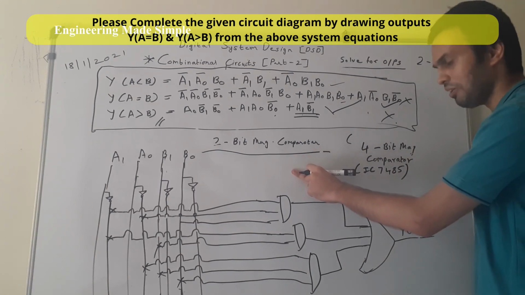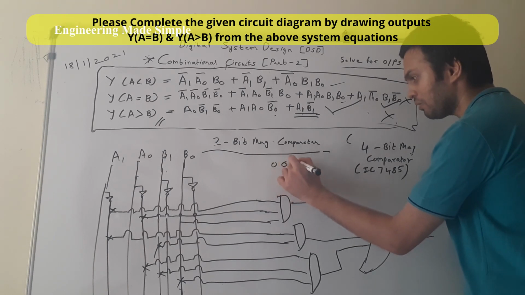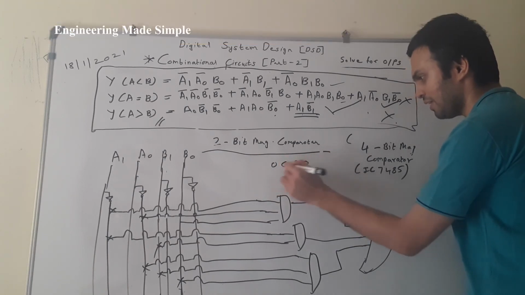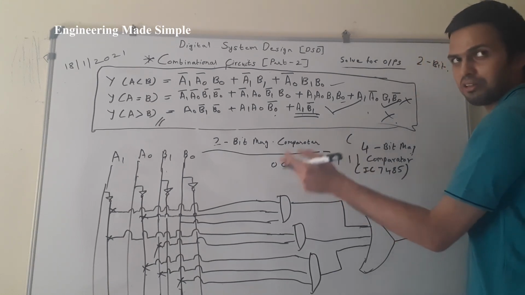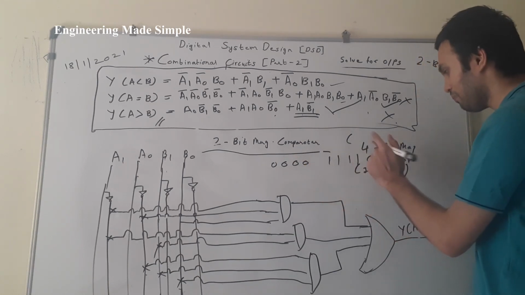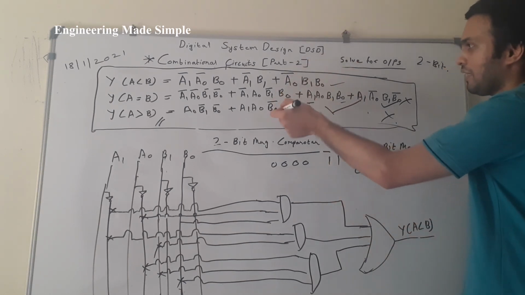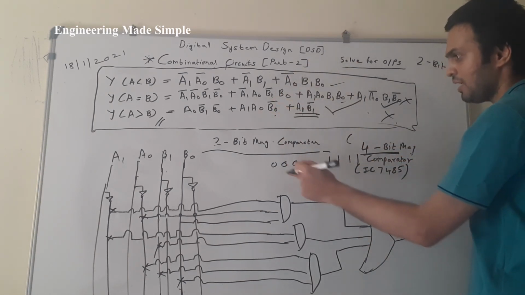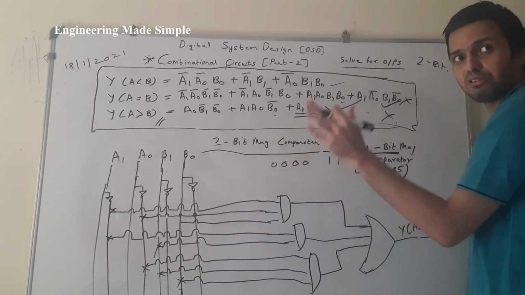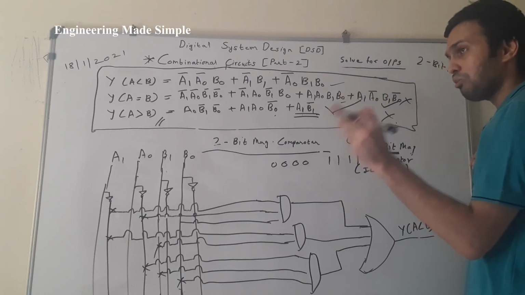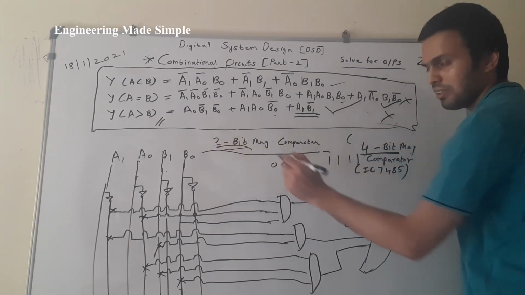Now what would be the difference in a 4-bit magnitude comparator? It would compare two 4-digit binary numbers. Suppose it would compare 0000 with 1111. So depending on the number of bits, that is the word length, your truth table will change and your circuit equation will also change. So this was your 2-bit magnitude comparator circuit, used to compare two binary numbers of a specified word length. So that's all for today.